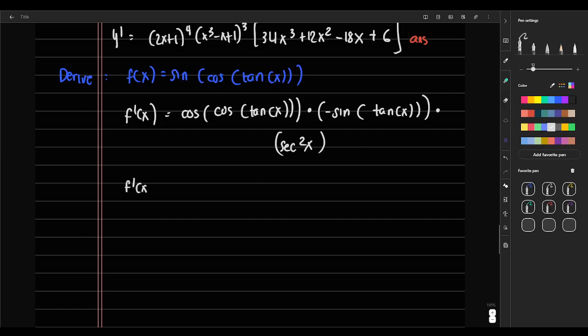So could we do much simpler? I think not. So let's just rewrite this. Secant squared of x times cosine of the tangent of x times the sine of the tangent of x. And put the negative sign in the first place, no? Yeah, that's pretty much it.